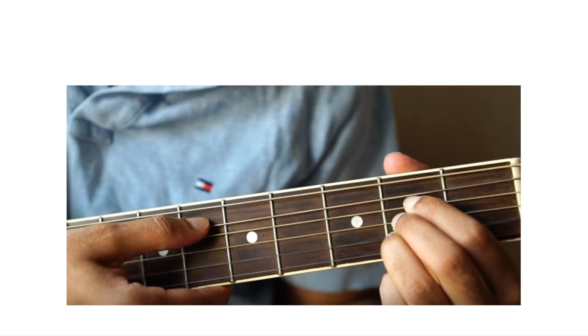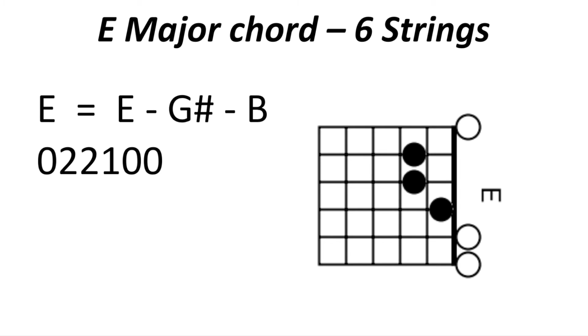Now let's look into our E major chord. The E major chord is a 6th string chord, and it's formed by the notes E, G sharp, and B. This is the finger position, and this is the notation 0, 2, 2, 1, 0, 0. 0 is the open string and you play it, 2 is the 2nd fret, 2 is the 2nd fret, 1 is the 1st fret, and these two are open again. So 0, 2, 2, 1, 0, 0 is the E major chord position, formed by E, G sharp, and B.